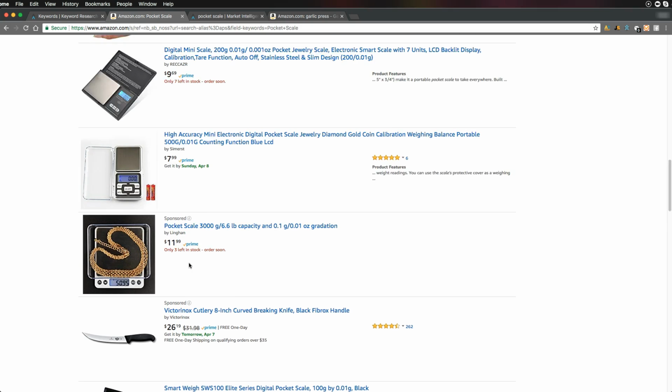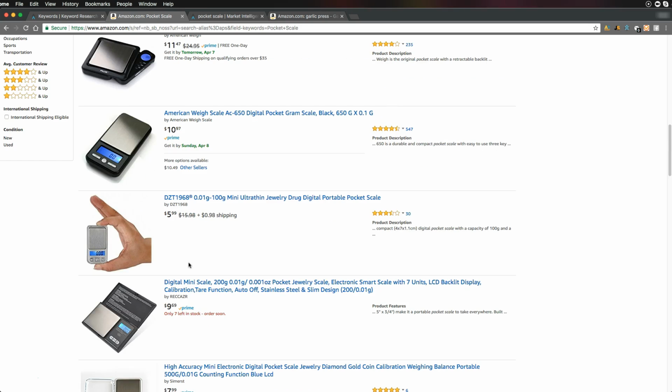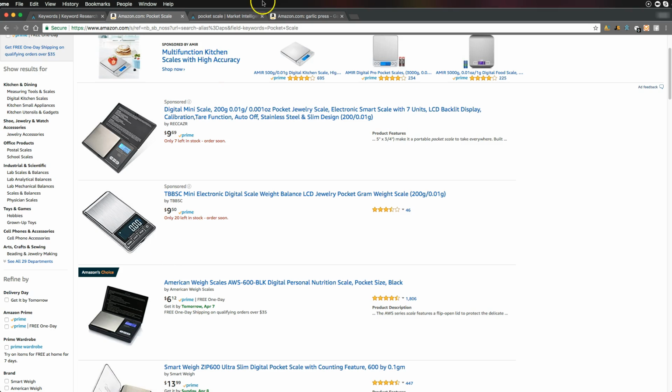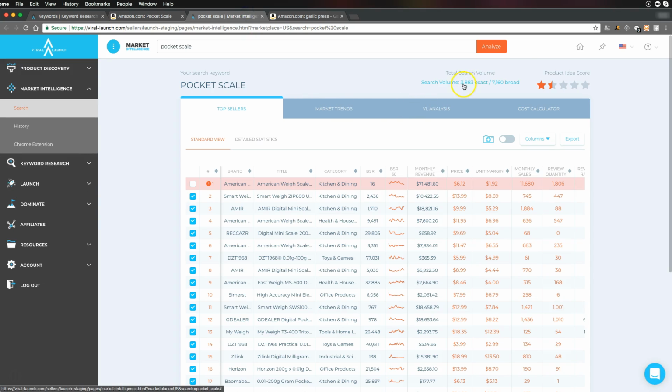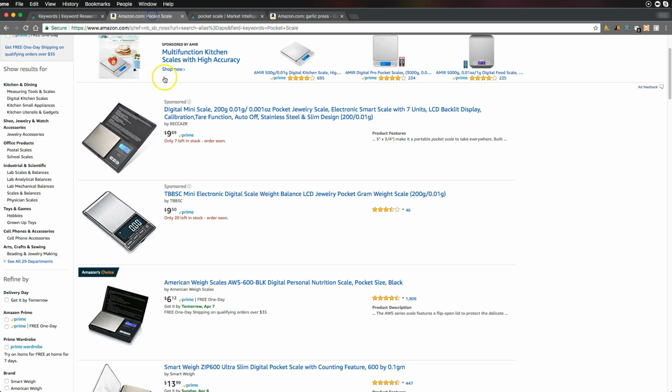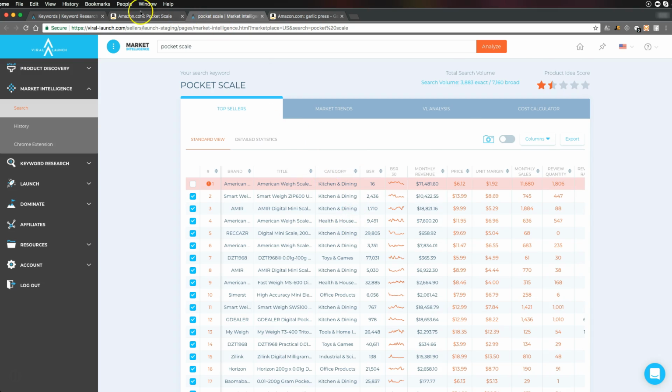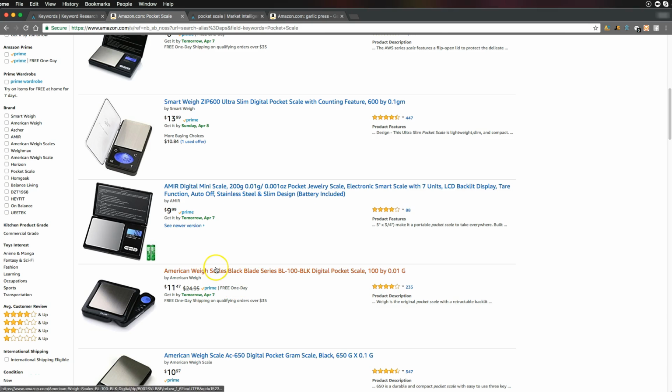The reason competition is good is because there's demand. There's people searching for this product. And how do we know there's people searching for this product? Super, super simple. The research tool literally tells us there's 3,883 searches for the month of March for this keyword. That's how many people came to Amazon and searched pocket scale, exact match. It's crazy because all the guesswork is done for you.